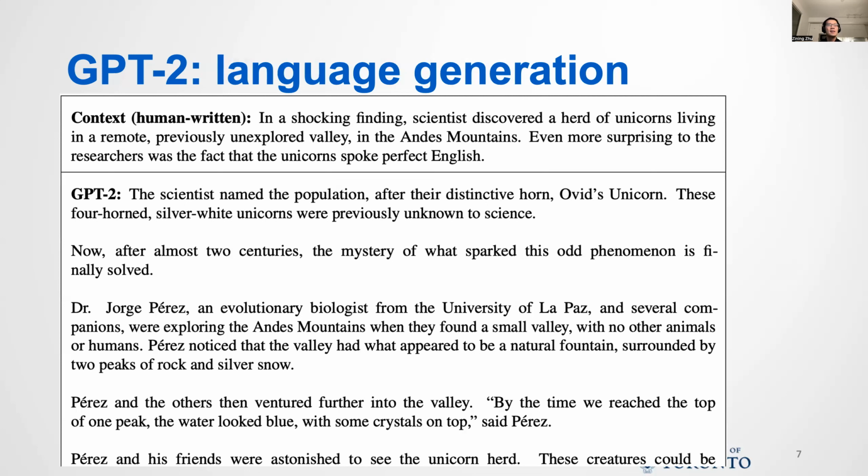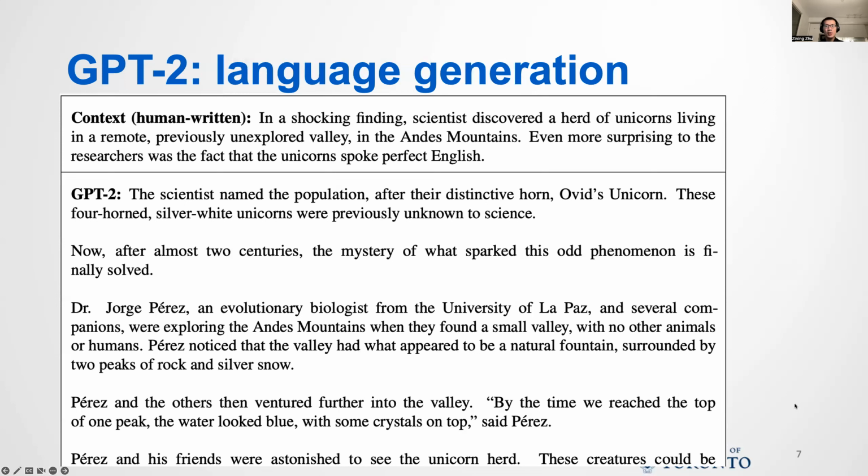Dr. Jorge Perez, an evolutionary biologist from the University of La Paz, and several companions were exploring the Andes Mountains when they found a small valley with no other animals or humans. Perez noticed that the valley had what appeared to be a natural fountain surrounded by two peaks of rock and silver snow. I'm not going to continue reading all of the article because it's very long, and the length is much longer than was shown in this screenshot. This is on page 20 of the GPT-2 paper.